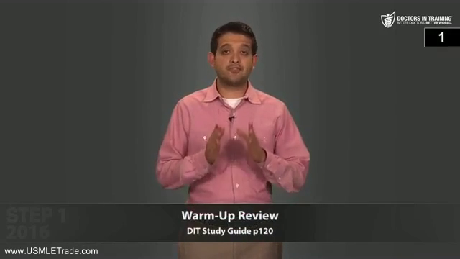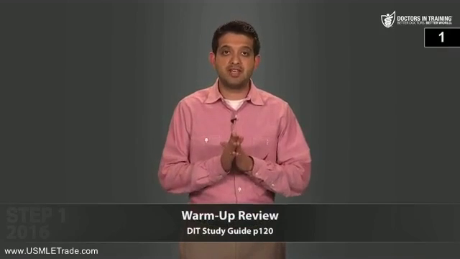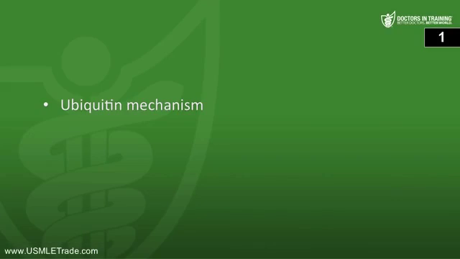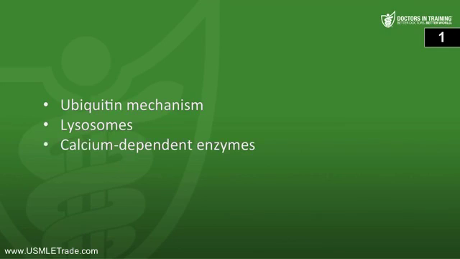What are the three different mechanisms that cells employ to break down proteins? So, there's the ubiquitin mechanism with ubiquitin protein ligase. Then, proteins can be broken down in the lysosomes. And finally, there are calcium-dependent enzymes.